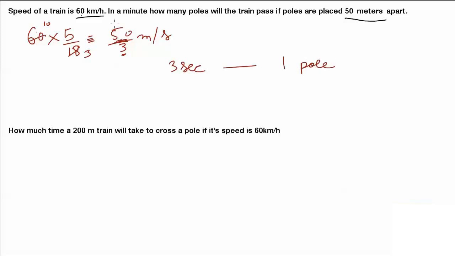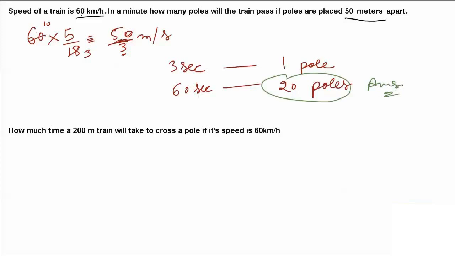So the distance between poles is 50 meters, and it covers 50 meters per 3 seconds. In 3 seconds it covers one pole. In 60 seconds it covers 20 poles. That's really simple. So 20 poles is our answer. So let's do another question.